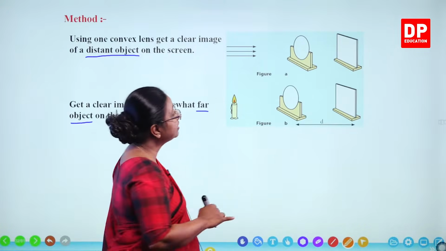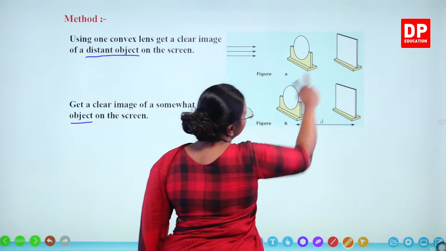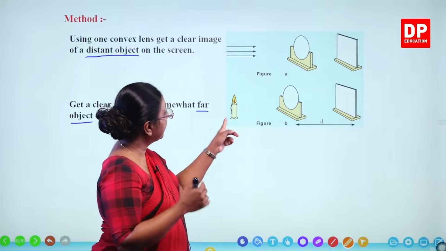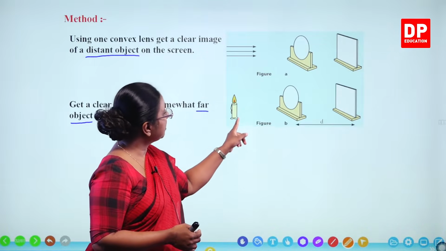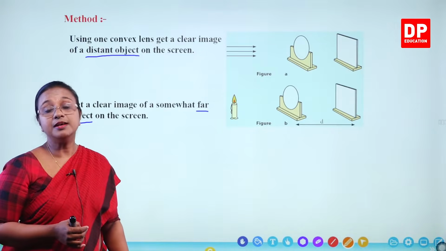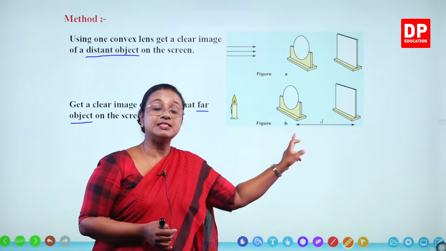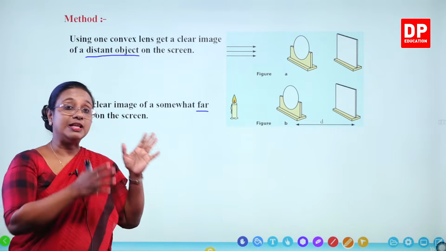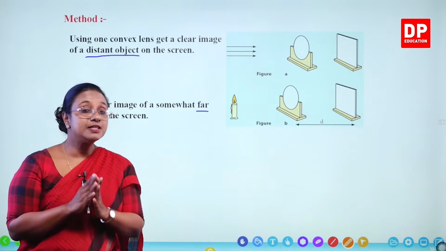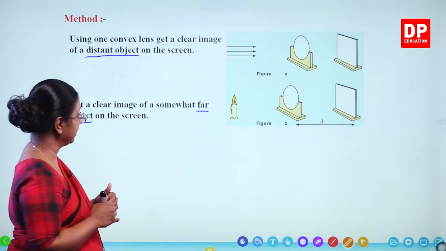Now here you can see when this was a very far object, the image was very close. The screen was very close to the lens. But here we get an image of an object that is somewhat far from the lens. Then you fix that distance, the distance between the lens and the screen. That is the first step. Then we have to continue this activity.